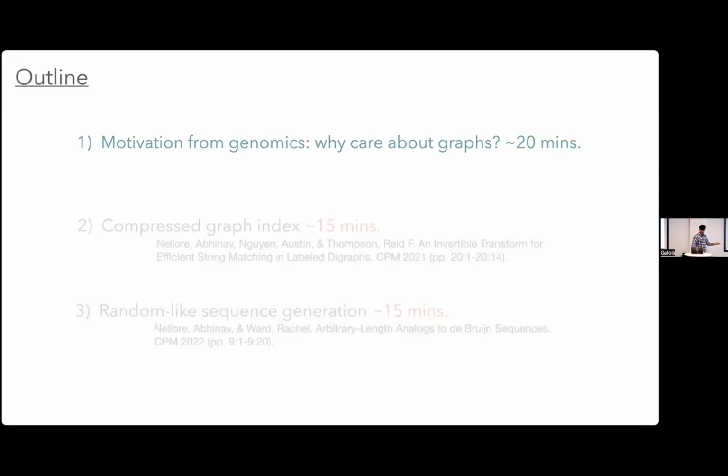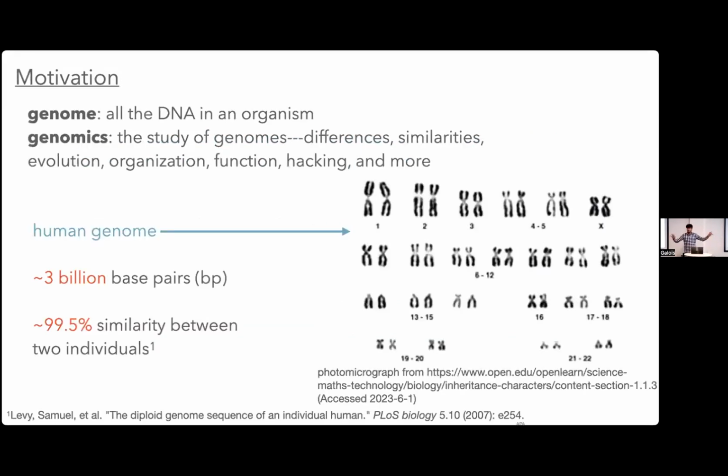So let's dive in. A genome is all the DNA in an organism. And genomics is the study of genomes, their structure, their function, how they evolve, what happens when you edit them, and more. The human genome spans roughly 3 billion base pairs across 23 chromosomes, which themselves generally occur in pairs, one from each parent. And between any two individuals, roughly 99.5% of that sequence is identical.